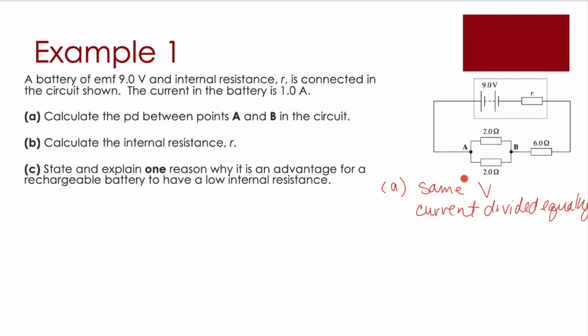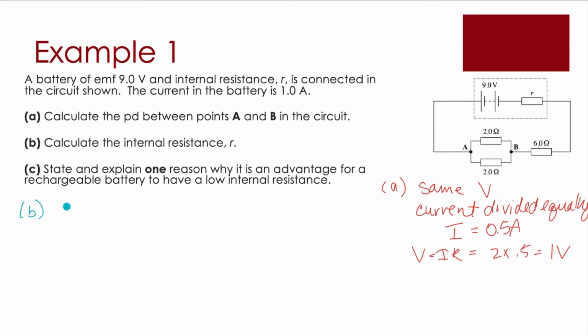So that between A and B, we know that the current is going to be 1/2 of the 1 amp, which will be 0.5 amps. Now, if I use Ohm's law, V equals IR, we're going to get 2 times 0.5, and we're going to get 1 volt. Part B, calculate the internal resistance.